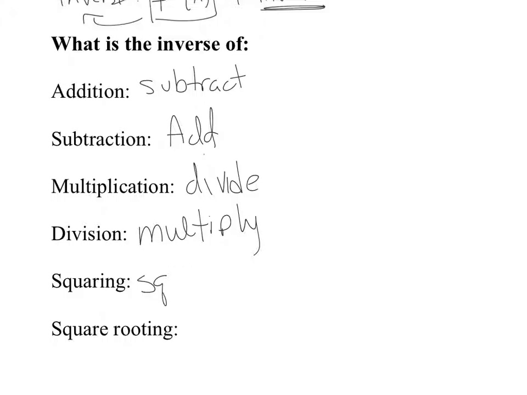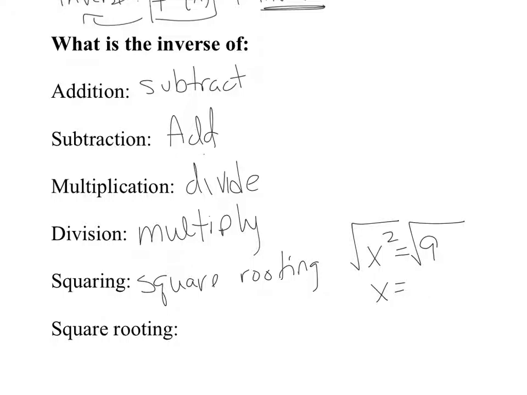Squaring is square rooting. So if you had x squared equals 9, to get rid of the squared, we just do a quick square root, and it's x equals plus or minus 3. So x could equal 3 or x could equal negative 3. I know in geometry you usually just eliminated the negative. We don't. We have to have both answers.